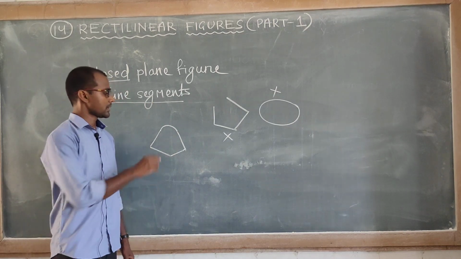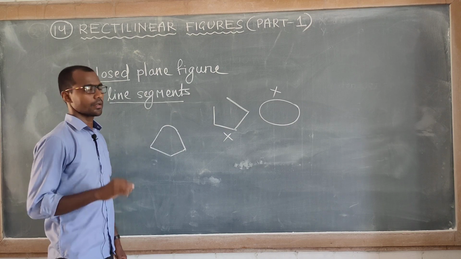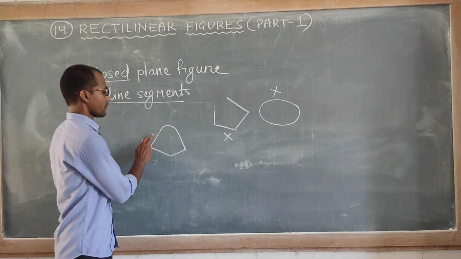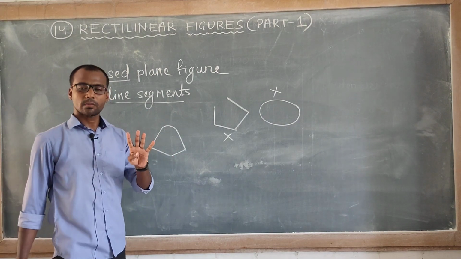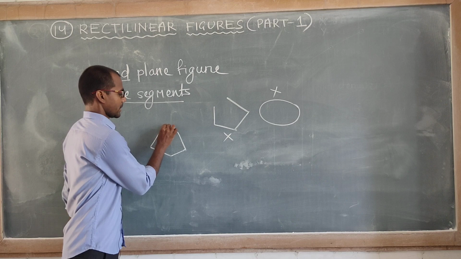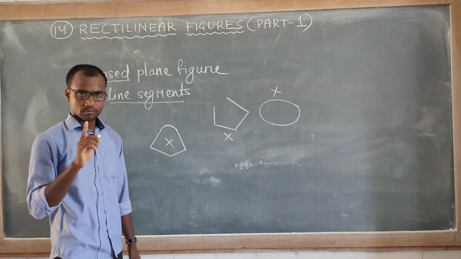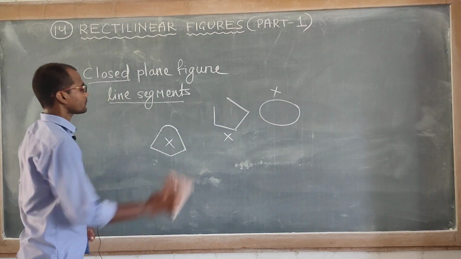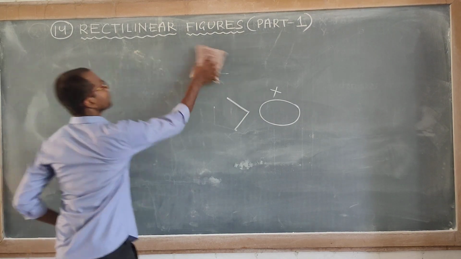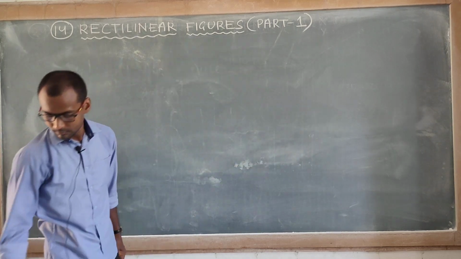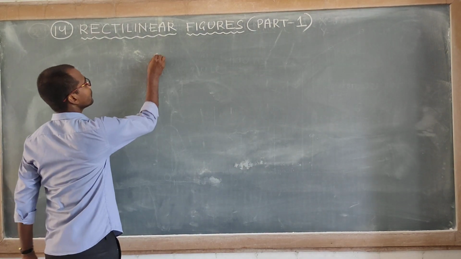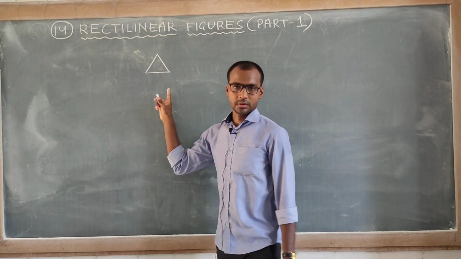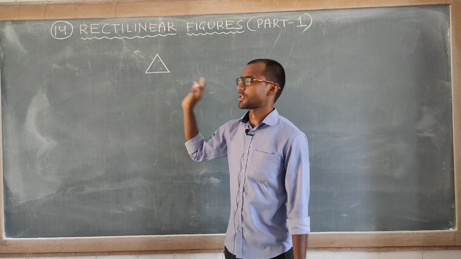See this. This is closed. First condition is satisfied, but second condition is not satisfied. 4 of its boundaries, 1, 2, 3, 4, are made of line segments, but this one is not a line segment. So this is also not a polygon. Okay. So 2 conditions have to be satisfied. This can be a polygon. You can see it is closed and it is bounded by line segments only. So this is a polygon.